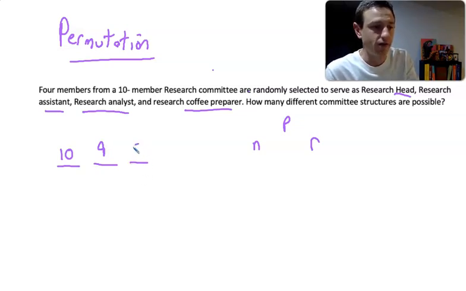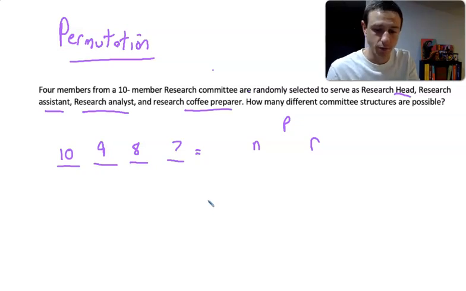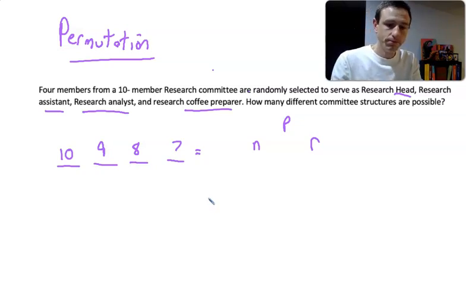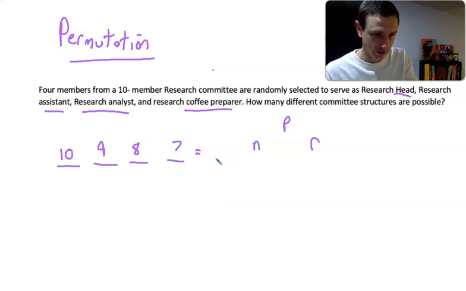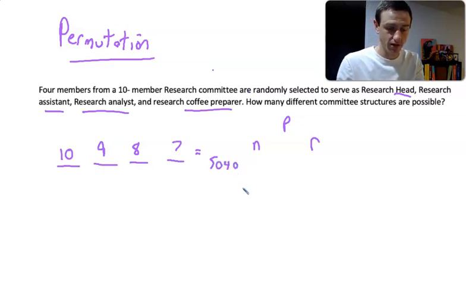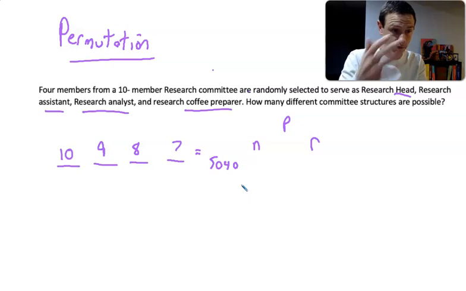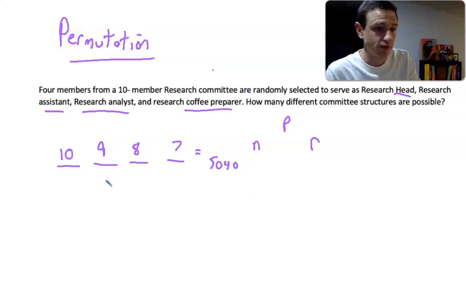And then I have 8 people left for the research analyst, leaving me with 7 people to be the coffee preparer. So I would just do 10 times 9 times 8 times 7 using the multiplication rule of counting. And that would give me 5,040 ways that we can structure these 4 people being picked for these 4 jobs from a group of 10. So that's using the multiplication rule of counting without repetition because we can't repeat jobs.